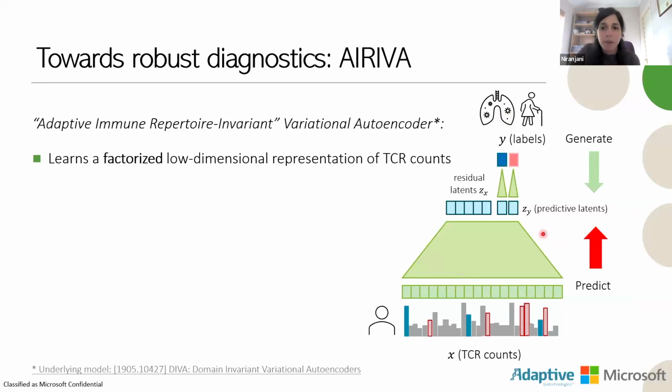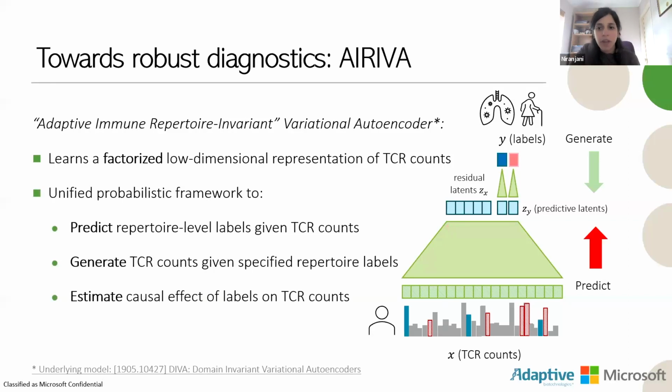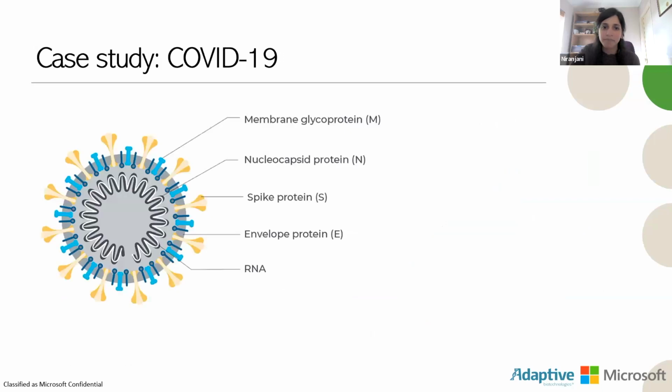So this low-dimensional representation basically comprises these predictive latents, ZY, that are specific to each of the labels provided, and residual latents that are used to reconstruct the rest of the TCR repertoire. As we will show, what we're hoping is that AIRRIVA presents a unified probabilistic framework for firstly predicting repertoire labels given TCR counts, generating TCR counts conditioned on specific labels, and finally estimating the causal effect of intervening on a given label on the observed TCR counts.